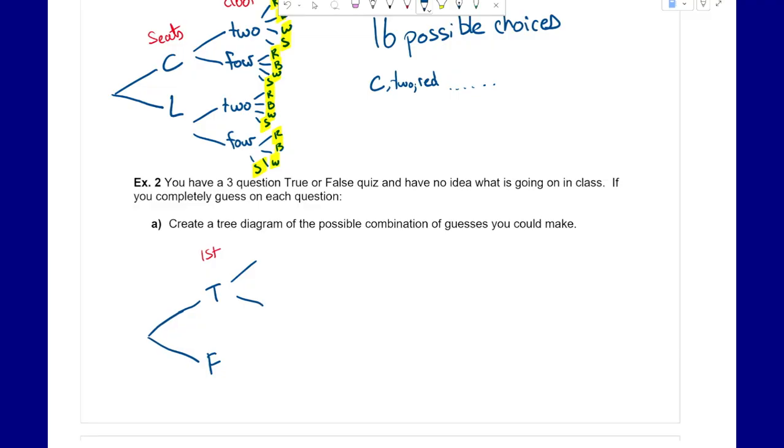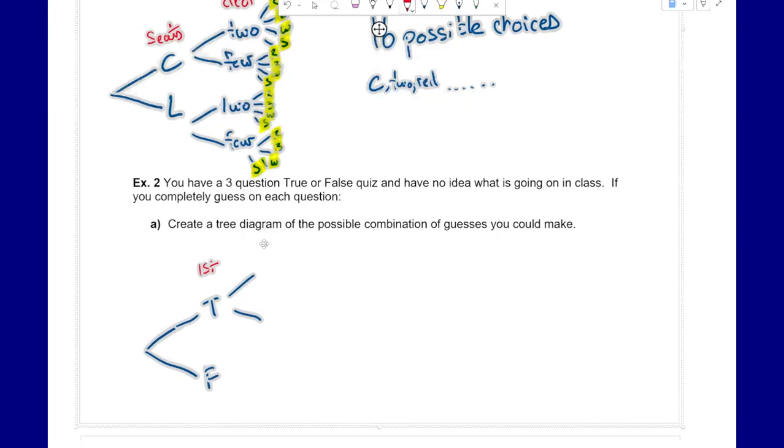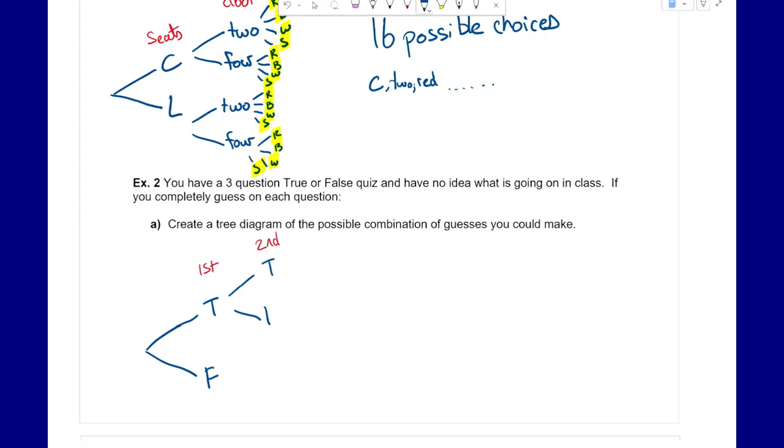Second question, let me give myself a little bit more space here. The second question could also be true or false. I do that for, if I answered false the first time, it could answer true or false for the second, and then branch it off again for the third question. True or false, true or false, true or false, true or false.